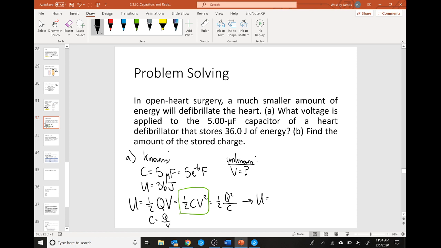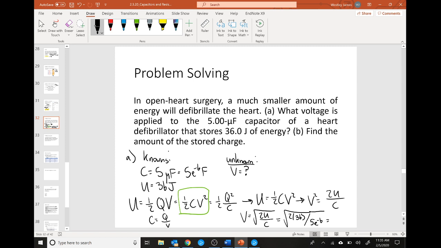So U equals 1/2 CV squared. We're solving for V, so V squared is going to equal 2U over C, so V equals the square root of 2U over C. And you just plug in the numbers, so 2 times 36 divided by 5 e to the minus 6. There you go. And that gives you a number.